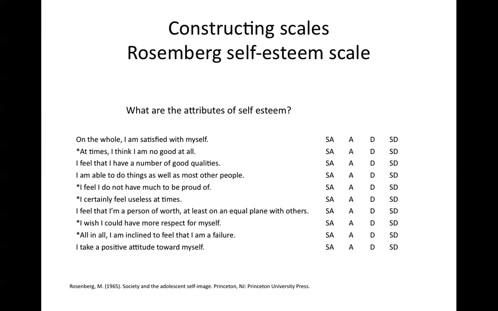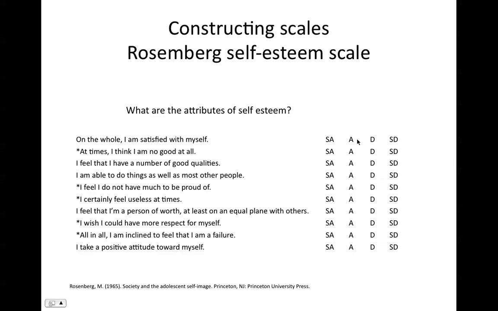For example, here is an example of a scale that a guy named Rosenberg created, and he was looking at adolescent self-image. So we asked these questions. I think there's, let's say, 10 or 12 questions here on self-esteem. And I put asterisks next to some of these questions because these questions are actually negative questions, whereas the ones without asterisks are positive questions. For example, on the whole, I am satisfied with myself. But here it says, at times, I think I am no good at all, and that has an asterisk. I put the asterisk myself, only to point those out for you.